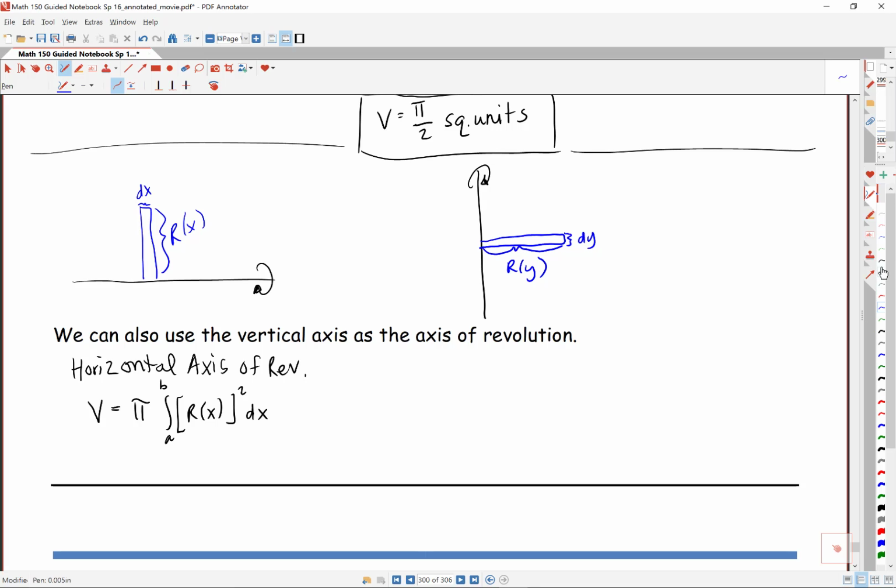You end up, for your vertical axis of revolution, you get the volume is equal to, so instead of going from A to B, they write it as C to D so you don't get confused. And then you have your capital R of y being squared, and then you have dy.